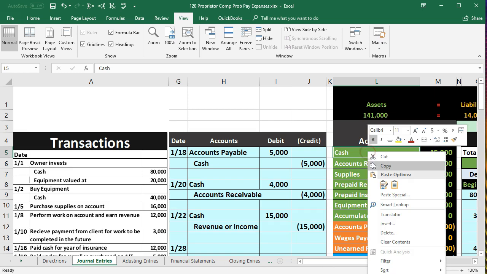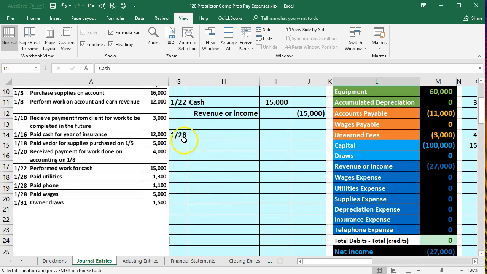So we're going to right click and copy the cash. We're going to go down to our transaction, to the bottom of it. Notice we're building what is easiest first. We're not building from top to bottom, from debit to credit. We're building whatever is easiest for us to think about first, that typically being cash.